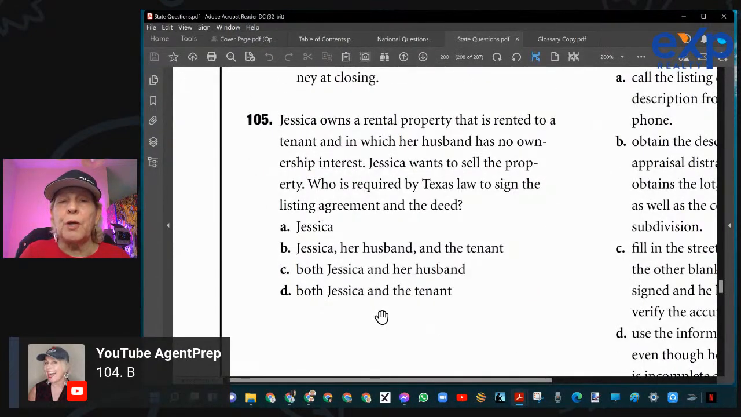Jessica owns a rental property that is rented to a tenant and in which her husband has no ownership interest. Jessica wants to sell the property. Who is required by Texas law to sign the listing agreement and the deed?